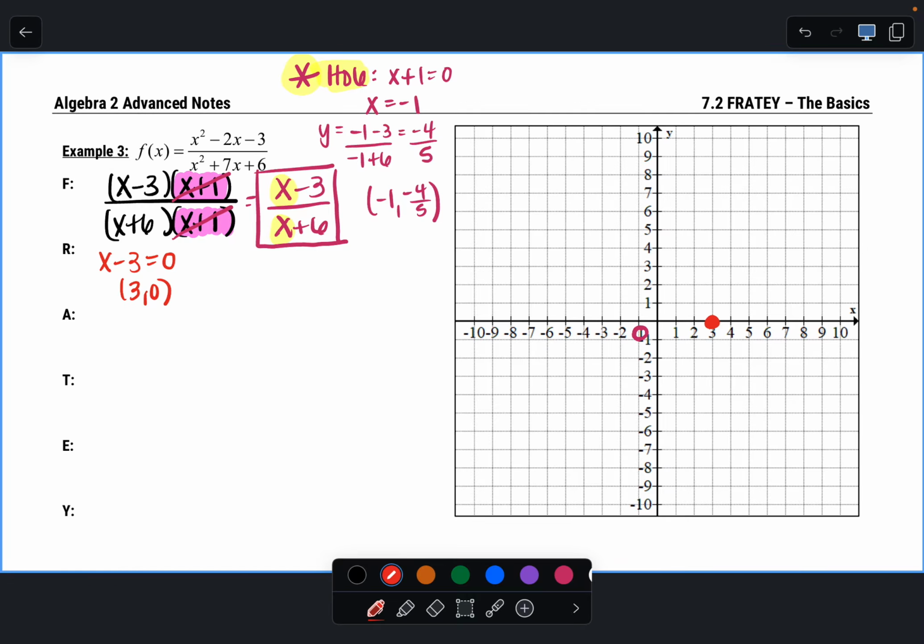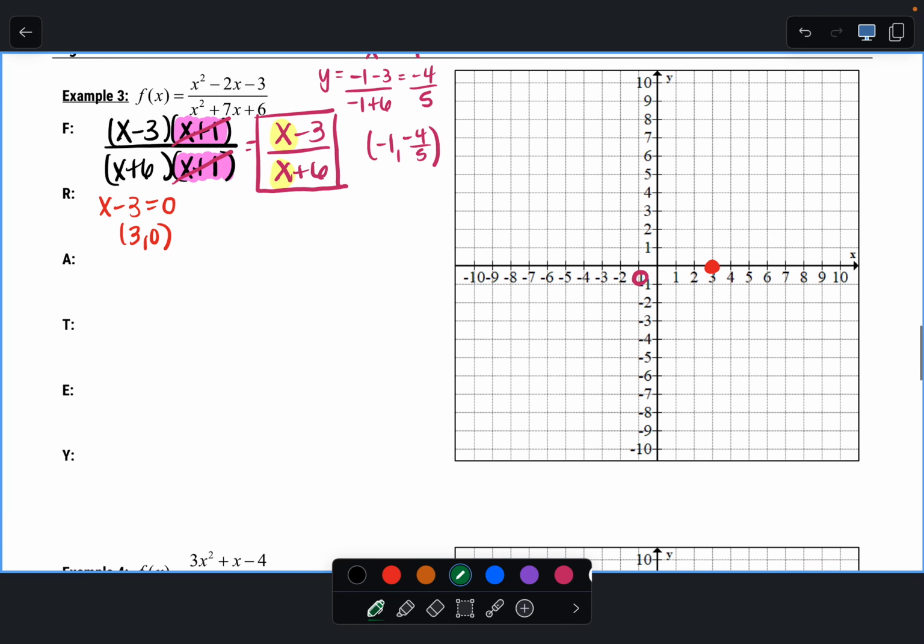Where do our vertical asymptotes come from? Denominator. So my denominator is x plus 6. So I'm going to take x plus 6 and set it equal to 0. I'm going to get a vertical asymptote at x equals negative 6. So I'm going to go to x equals negative 6, and I'm going to draw my vertical.